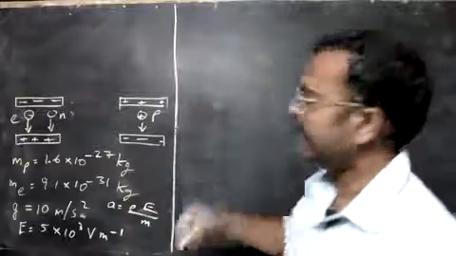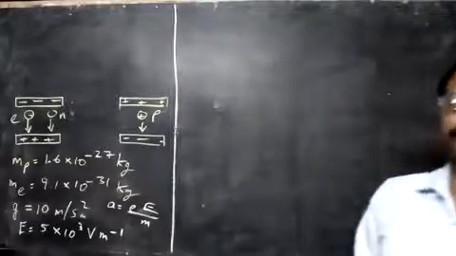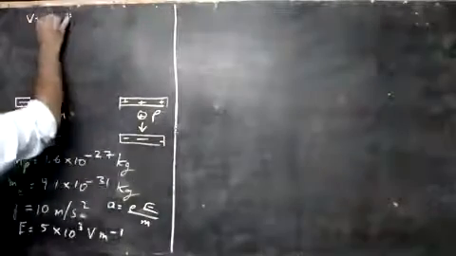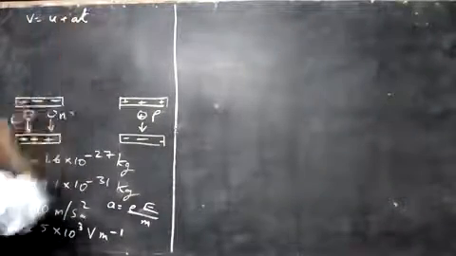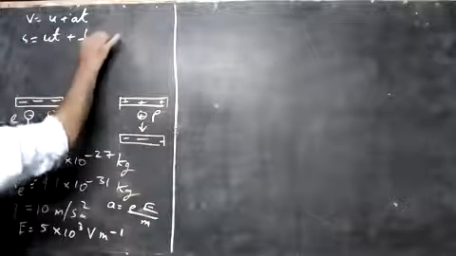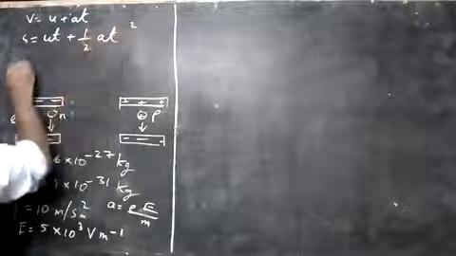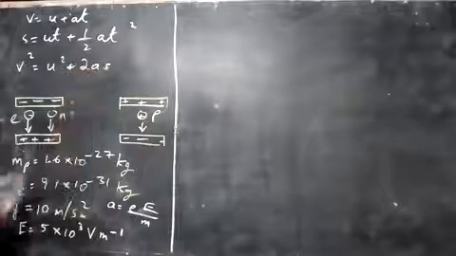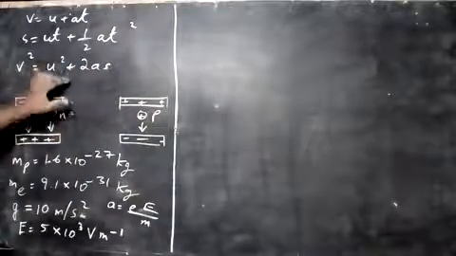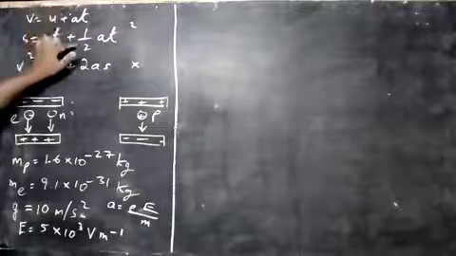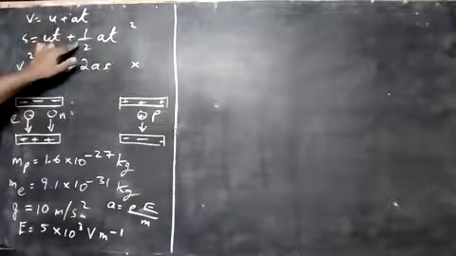So we must find the time it takes to fall down. We know three equations of motion. The first equation of motion is v is equal to u plus at. The second one is s is equal to ut plus half at squared. The third one is v squared is equal to u squared plus 2as. We must find the time. The third one doesn't have time, so we can't use it here. The first and second one can be used to find the time.